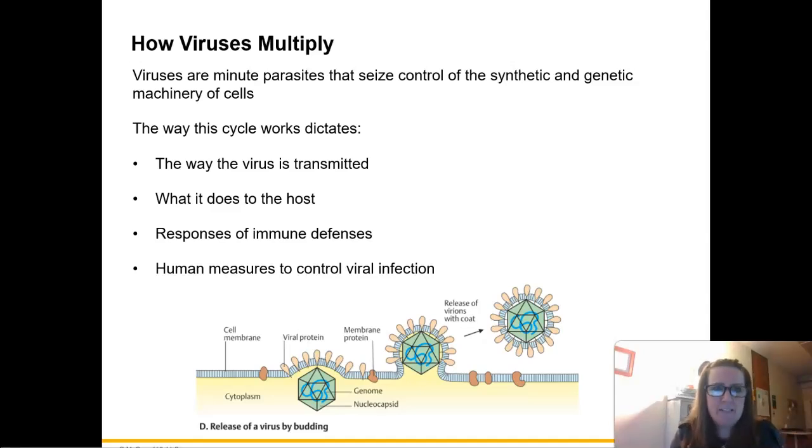All right, so how viruses multiply. Essentially, what we see is a diagram showing us when this nucleocapsid is ready to be released from the cell. It's moving up towards the inside of the cell membrane, and then it pushes out on that cell membrane. So part of the cell membrane is going to be wrapped around this nucleocapsid. And when it does that, it's essentially released, and now it's on its own.